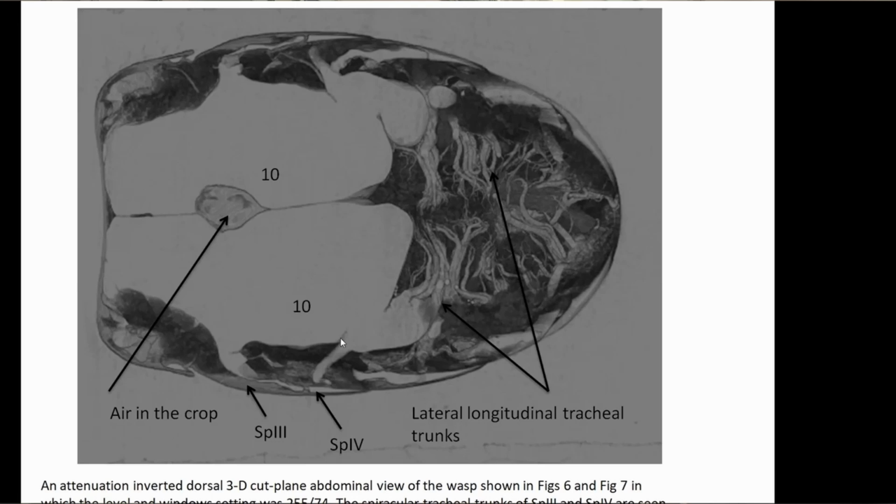This is a view from above at an optimal windows and levels. So here are the large abdominal air sacs and the rest of the system with the lateral longitudinal trunks, and these are some of the levels at which the spiracles enter. Remember that with a wasp the first spiracle is the propodial one, which is actually in the thorax, so the first abdominal, confusingly, is the second.